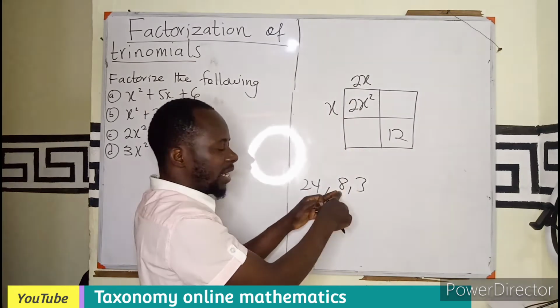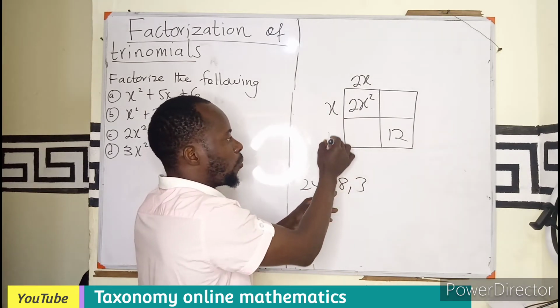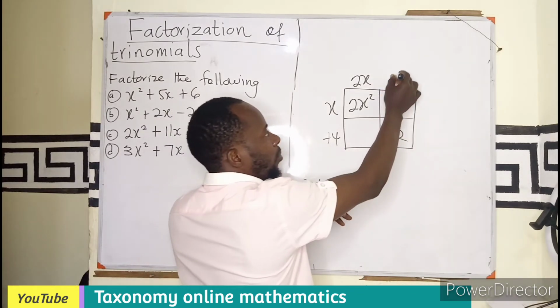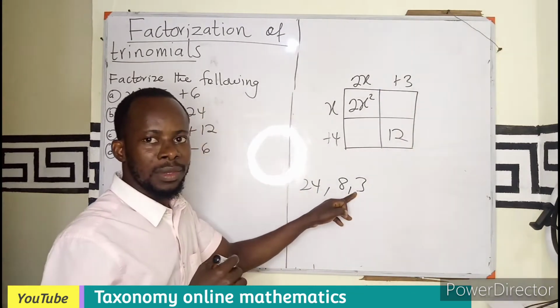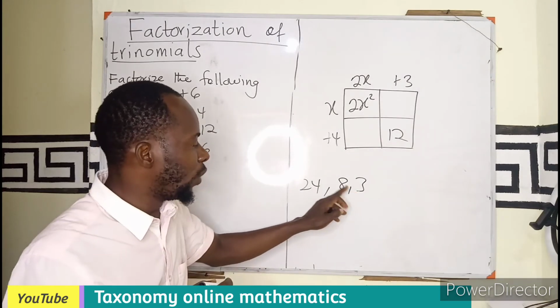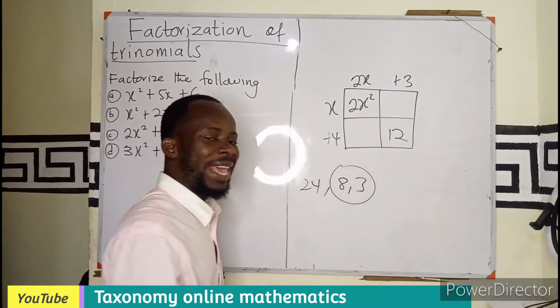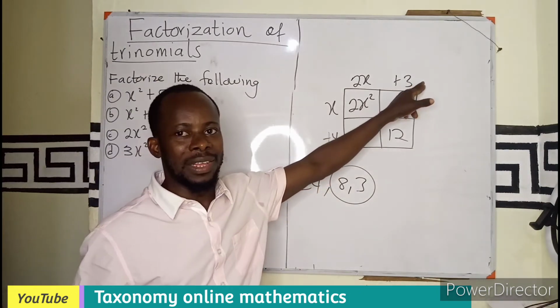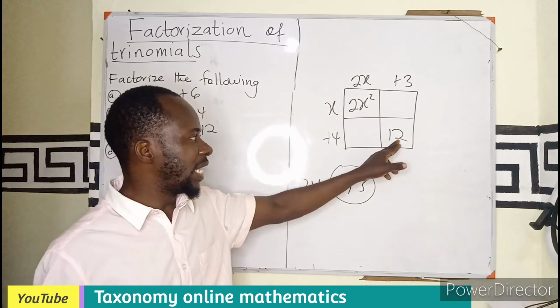So I divide this by 2 to get positive 4. Then this is just going to be my plus 3. I'll take it again. We are having the factors to be 8 and 3. So writing the 8 and 3, we multiply to get our 24.